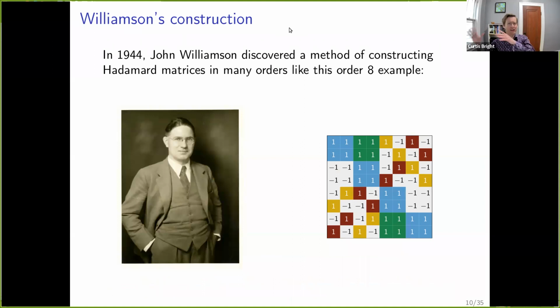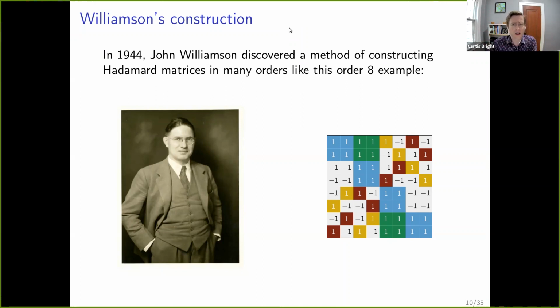Okay, so you can see here how it's structured, right? The different colors are there to show you the submatrices which are going to make up this one large Hadamard matrix, right? So you kind of put these submatrices together like Legos, and you get the Hadamard matrix.